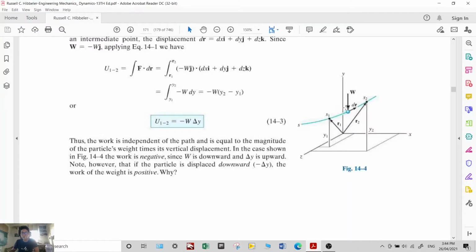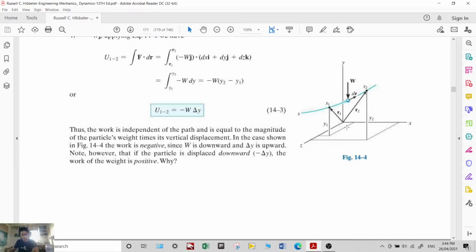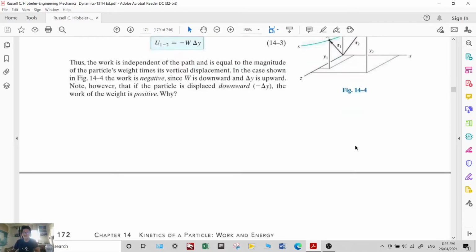Now, if the particle is moving downward, for example from S2 going down to S1, the work will be positive. Why? Because the displacement is acting downward, and your force is also acting downward. So take note: if the force and the displacement are in the same direction, the work will be positive. But if the force and the displacement are in opposite directions, you will get a negative work.